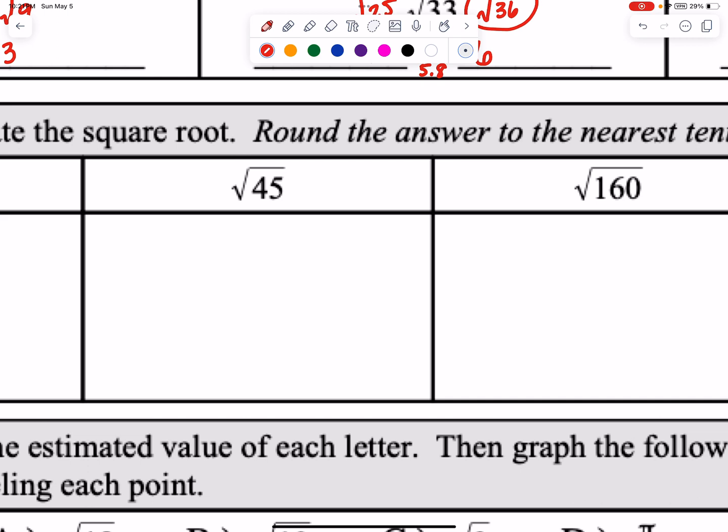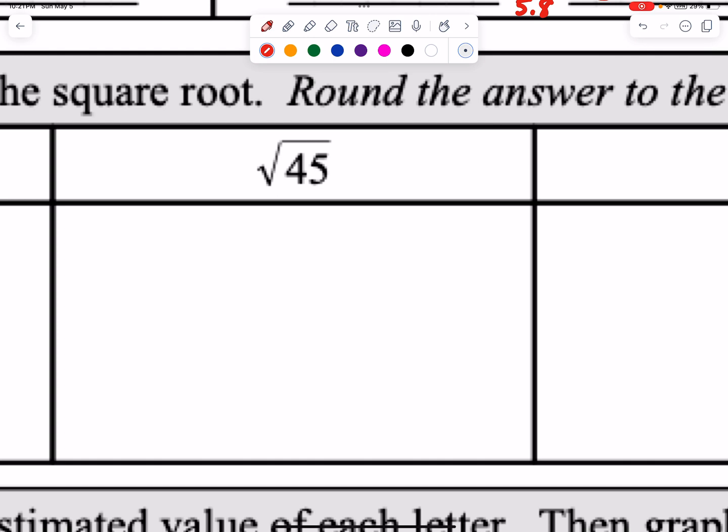5 times 5 is 25. That's way too low. We want to get as close to 45 as we can. So let's see. 7 times 7 is 49. 6 times 6 is 36. Okay, so I think those are my numbers. 7 times 7 is 49. 6 times 6 is 36. We want to find the one above and one below. Okay, what's 45 closest to? I think it's closest to 49 here. It's only 4 away. Okay, so it's not really close to 49, so I don't want to pick like 6.9.